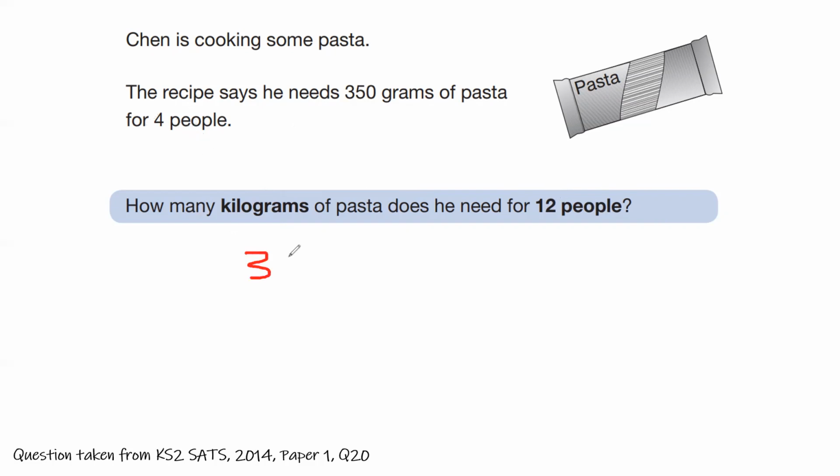So we know that 350 grams of pasta works really well for 4 people, but not so well for 12 people. So the easiest way of working this out is to say, okay, what do we need to do to get from 4 to 12? What can we multiply this by? Hopefully, remembering your times tables, you'll know that 4 times 3 equals 12.